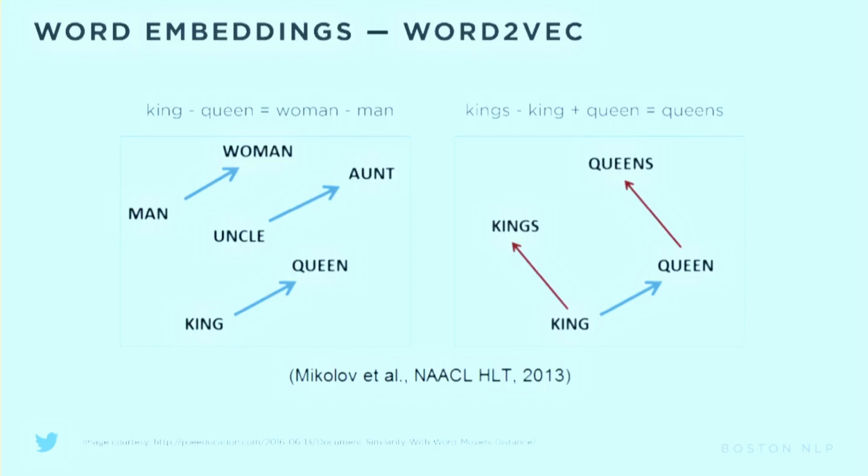For instance, king minus queen is equal to man minus woman. It also knows about making things plural, so kings minus king plus queen equals roughly queens. Which is pretty nuts, that you can turn words into vectors and then just add and subtract them and the results actually make sense. This was a pretty big breakthrough at the time. So there's word2vec, the concept that people associate with these kinds of pictures. Word2vec is actually a family of models.